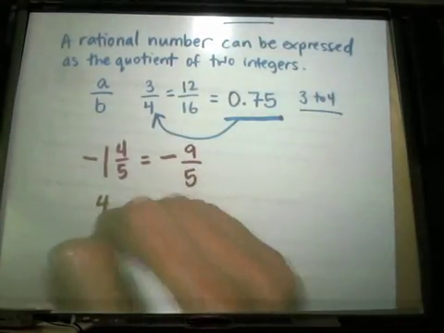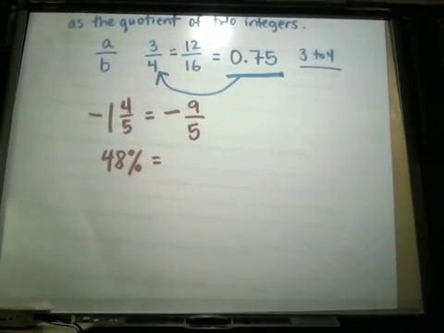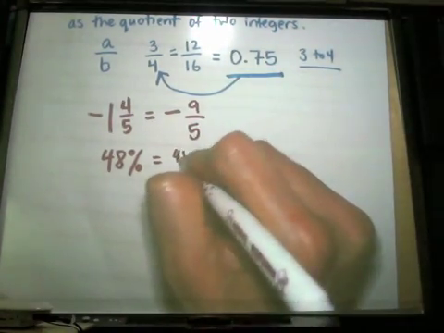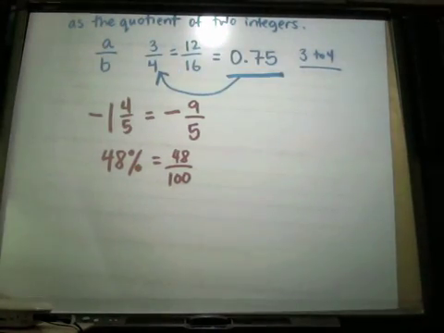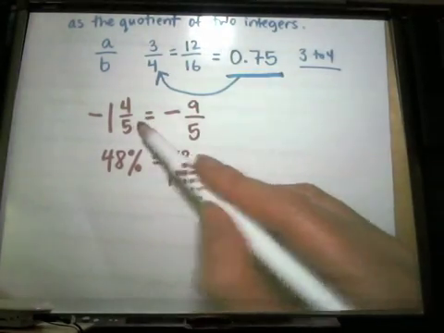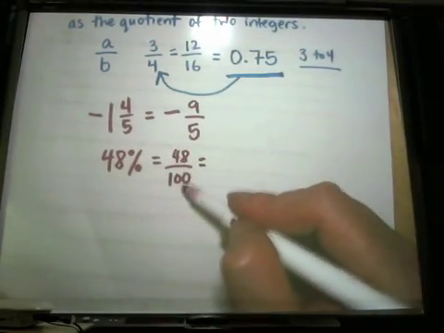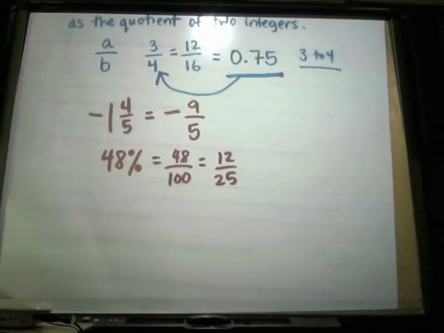Okay, how about 48%? How could I write that in rational number form? Thinking we want it to look like a fraction. Brian? 48. Okay, good. 48, any percent, we can start by putting it over 100. You're going to be asked to simplify whenever possible. Now, we don't want to simplify this 9/5, we'd get back to what we started with. But here, these both divide by 4. So if you are asked to do simplest form, we just simplify the fraction, regular fraction simplification.